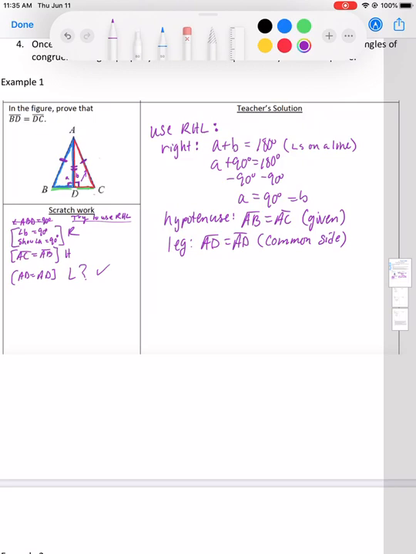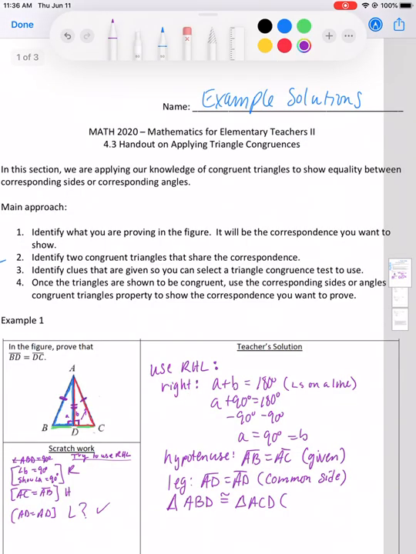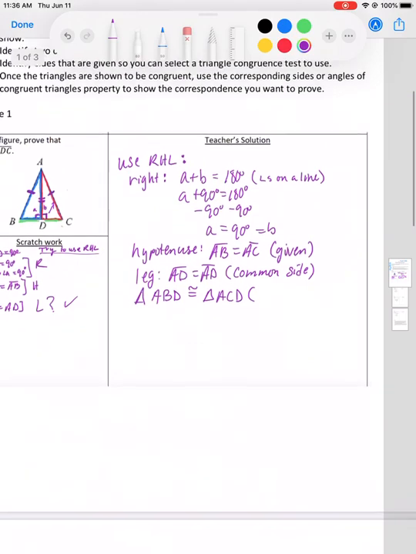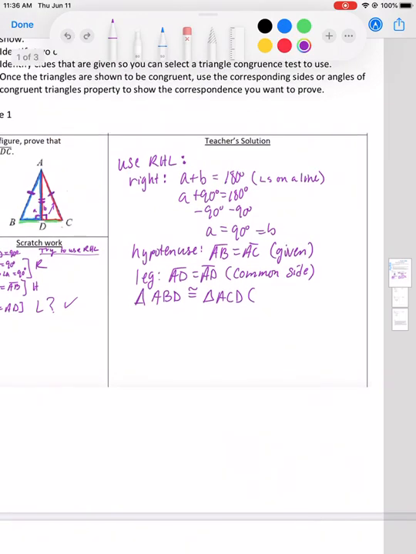Now, just like in the handout from 4.2, we've established these three correspondences. Now we need to say that the triangles are congruent. That's sufficient for forcing all of the other three correspondences to be the same. So triangle ABD is congruent to triangle ACD. Okay. And the reason why we can say that is from RHL.